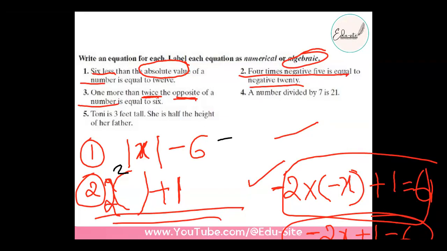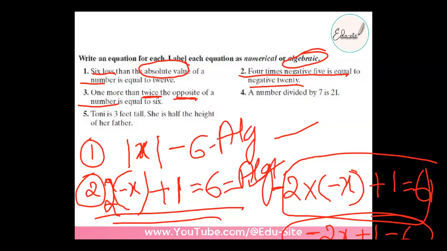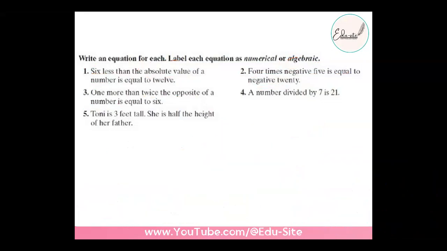It is minus 2 into minus x plus 1 is equal to 6. You wrote it down already, mashallah, that's great. So it is algebraic, write it down as algebraic. Both are algebraic. Okay, I'll erase this. This was the third one, not the second one. First and third are done. We'll see the second one now.